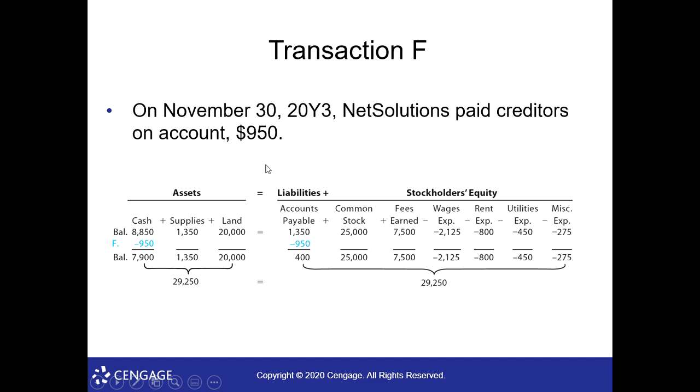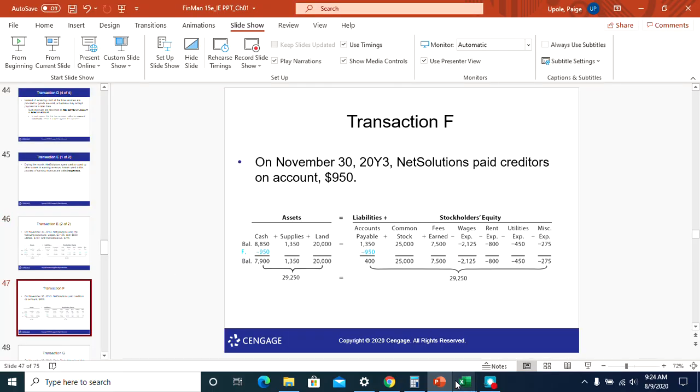And in doing so, we are going to reduce an asset in the form of cash. And we're also going to reduce a liability. And that's a good thing, right? Because we don't want to have a lot of liabilities. So we have to use an asset to pay it. So we'll talk about that.